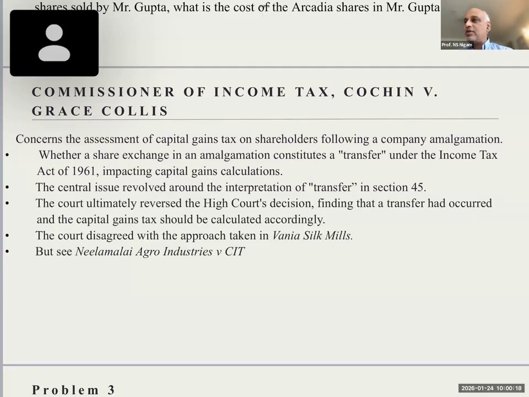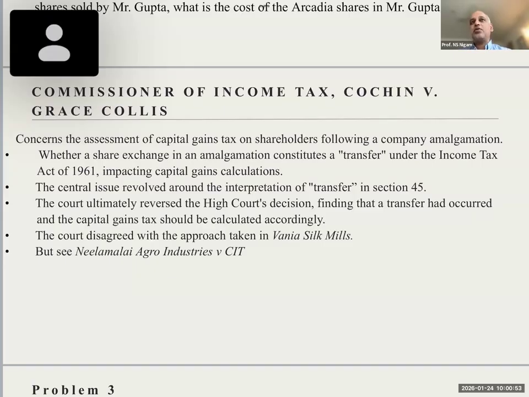The underlying assets of the company from which the share value was derived did not go out of existence, and therefore there was a transfer for capital gains purposes. Whereas in Nilamalai Agro Industries, which has the same or similar facts as Vanya Silk Mills, there's an asset, it's insured, the asset is destroyed, and you get insurance money. In that case, there are no underlying assets. They all go out of existence. In that case, there cannot be a transfer for purposes of the capital gains provisions.